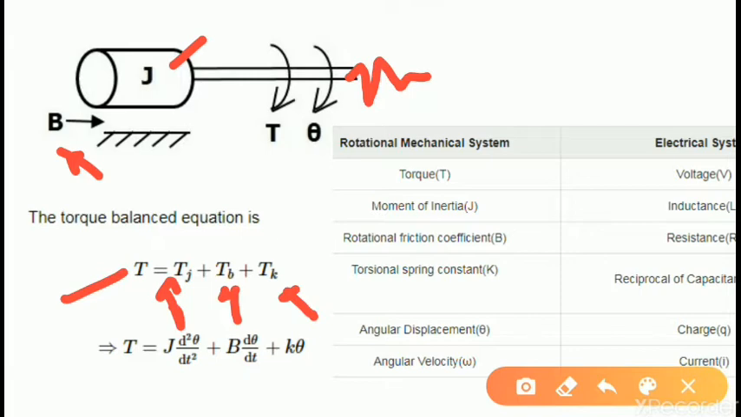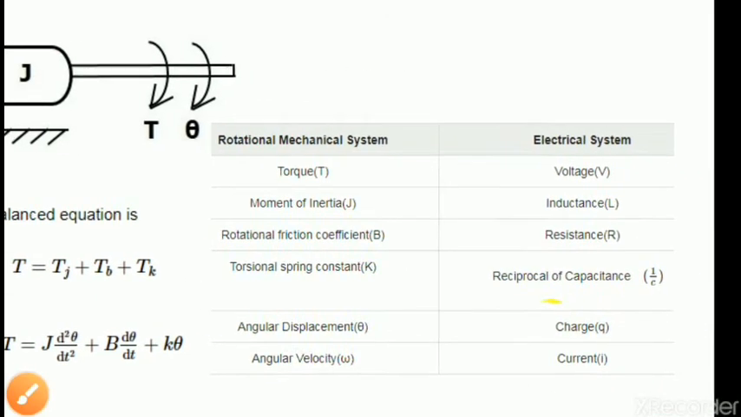So the final equation for the rotational mechanical system, putting the values of Tj, Tb and Tk as we have discussed in the previous slides, is T equals J d square theta upon dt square plus b d theta upon dt plus k theta. And we can solve this by using Laplace transform, and we can find out the transfer function of the given system.